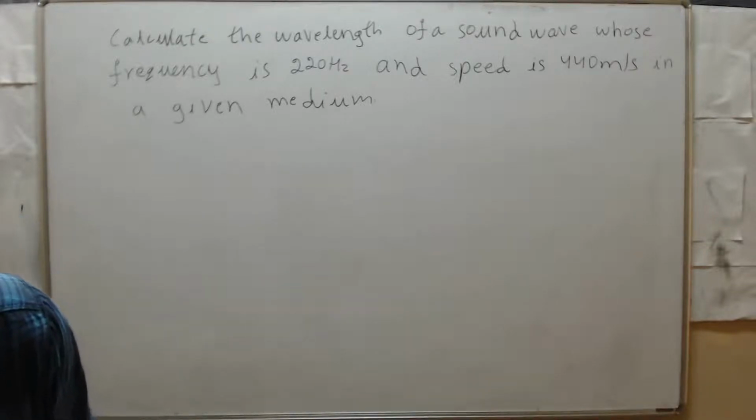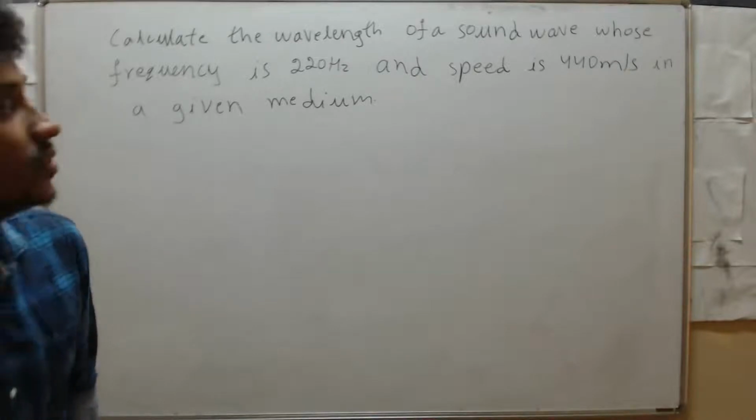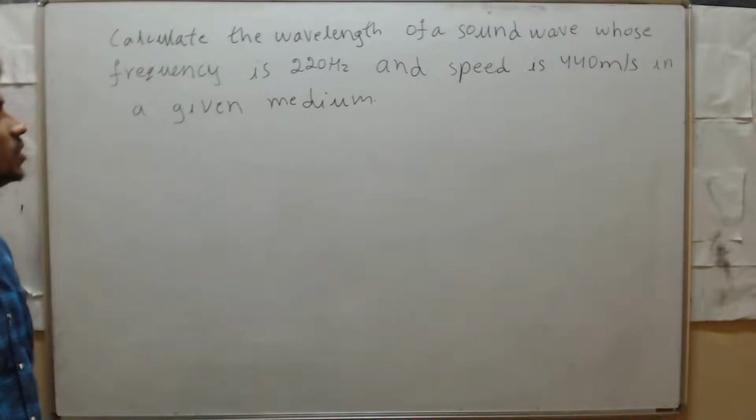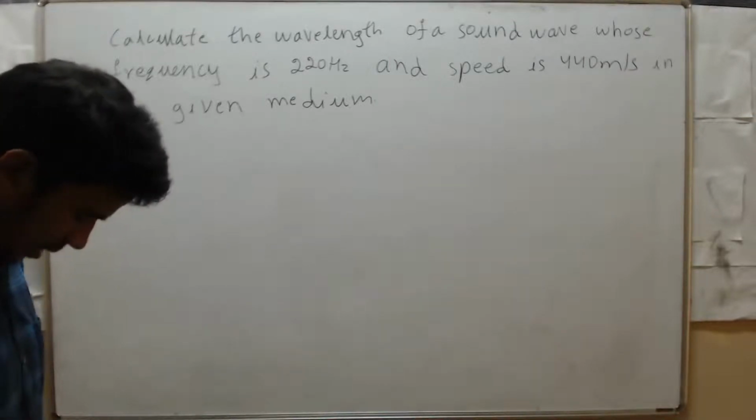No one is responding. Waiting for your answer. Calculate the wavelength of a sound wave whose frequency is 220 hertz and speed is 440 meter per second in the given medium. Calculate first.